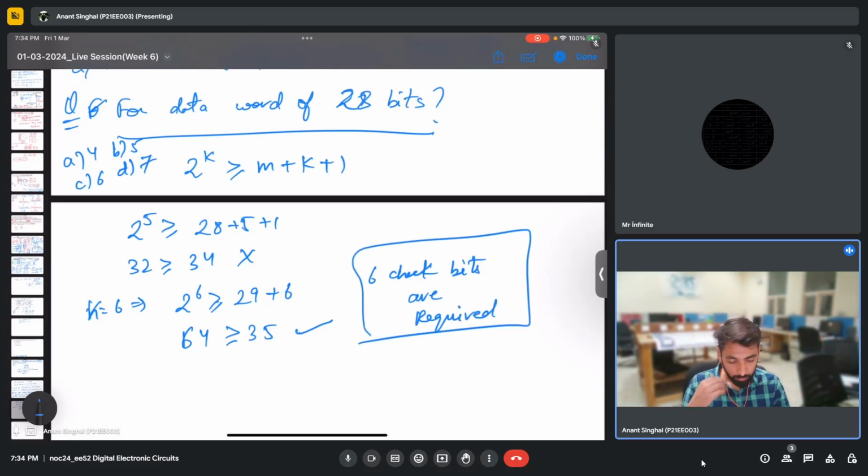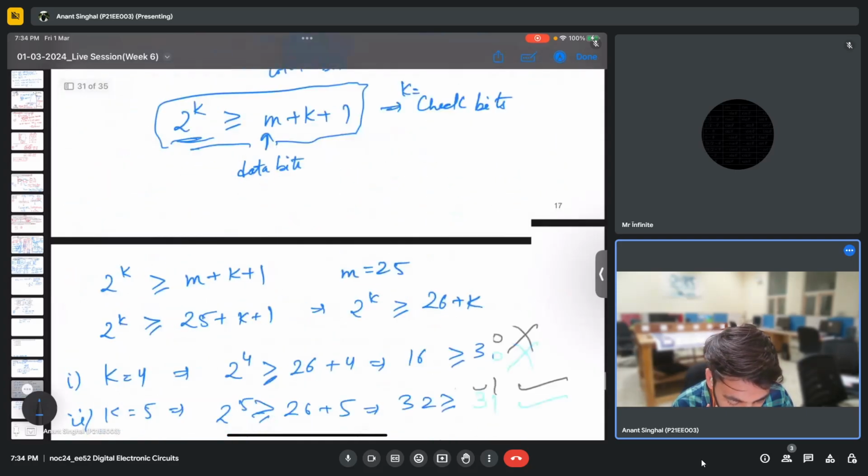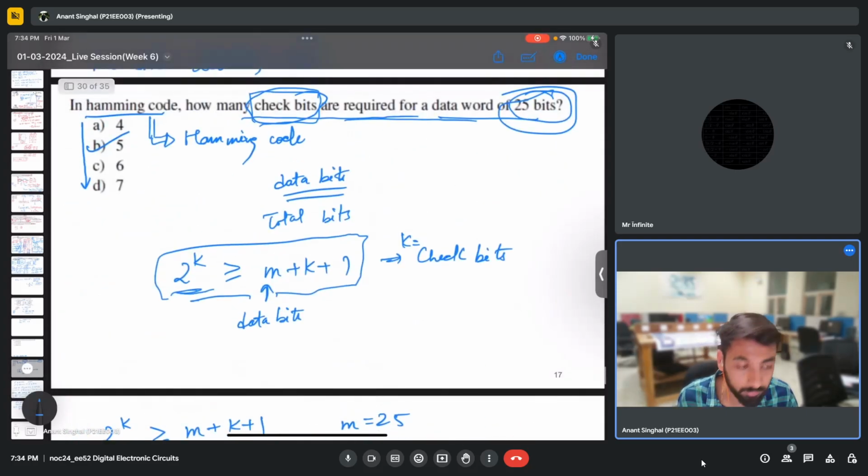So I hope you understand the problem of check bits for the Hamming code. Is it clear? Any doubts?